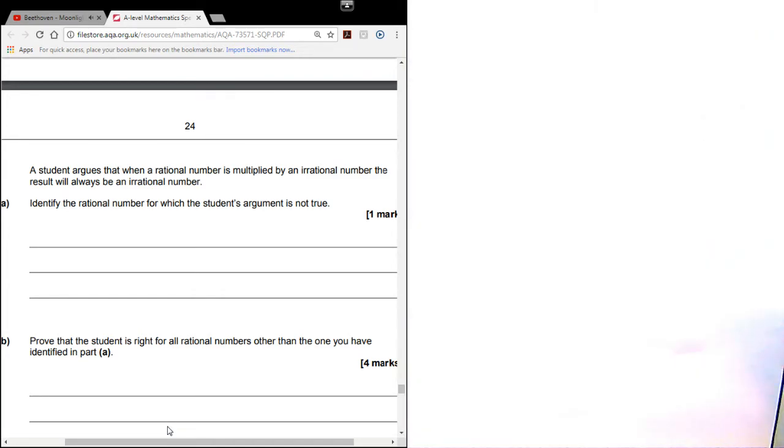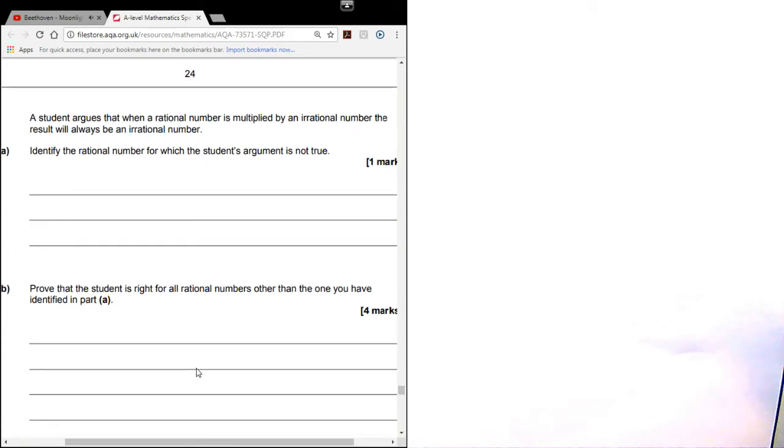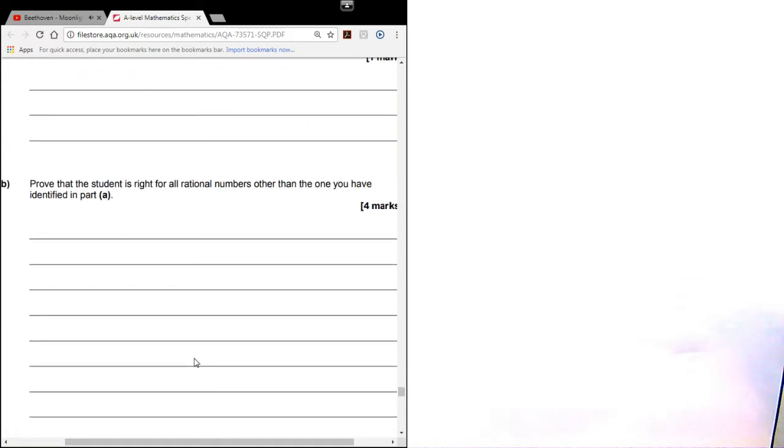Okay, now the next question says, prove that the student is right for all rational numbers other than 0 that you've just identified for us. Right, I will do that, no problem. So apparently he had a point, really, except that 0 was not going to help his argument, but everything else would work for it. And that's why you need to be specific when you're saying something.